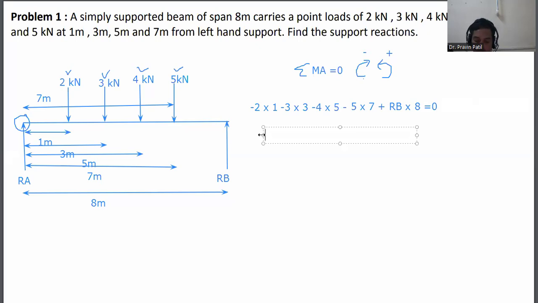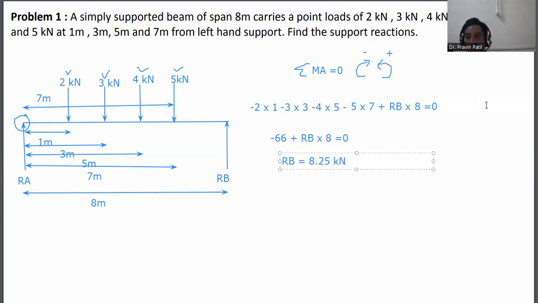From this relation we get minus 2 into 1, minus 3 into 3, minus 4 into 5, and minus 5 into 7, so minus 66, plus RB into 8 is equal to 0. So RB is equal to 66 divided by 8, which is 8.25 kilonewton.